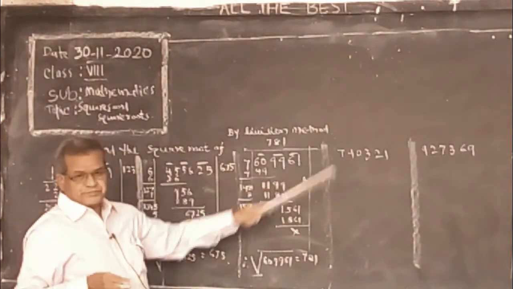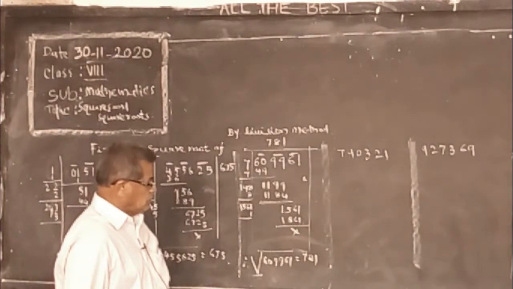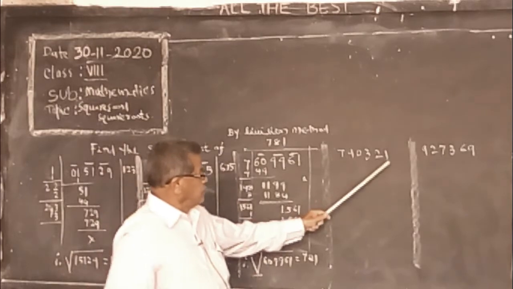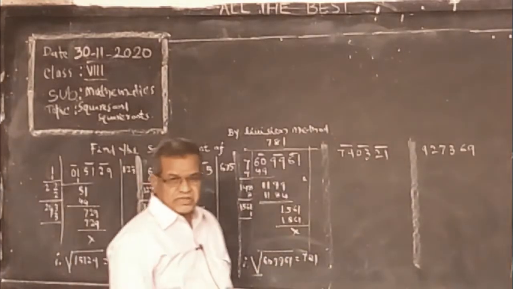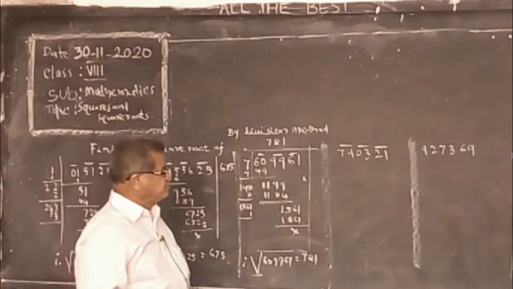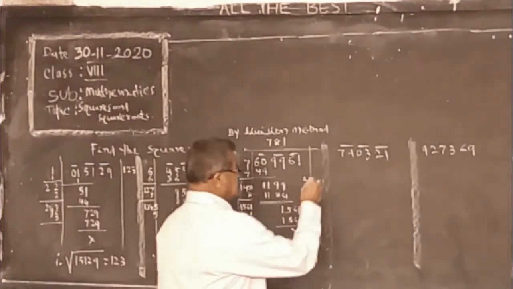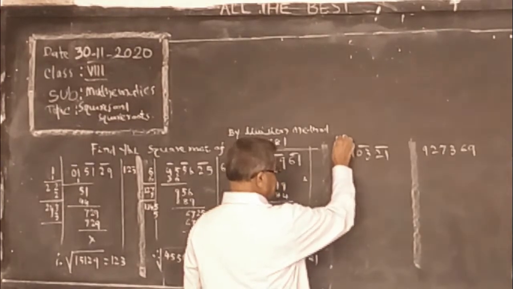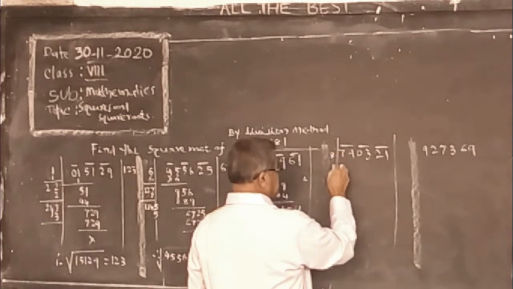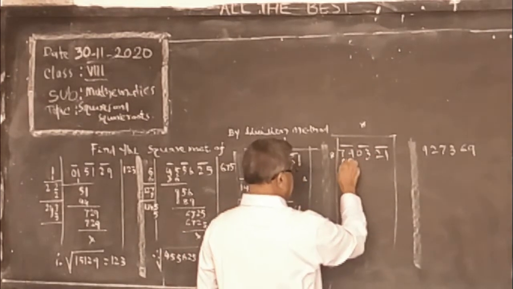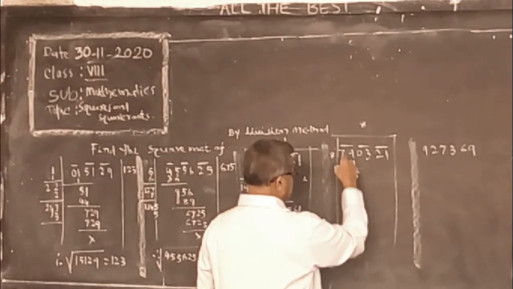Like that you do this. Make pairs first. 79. 8 8s are 64. 9 9s are 81. 9 9s is not going. 8 8s are 64. Subtract, 9 minus 4 is 5, and 1.